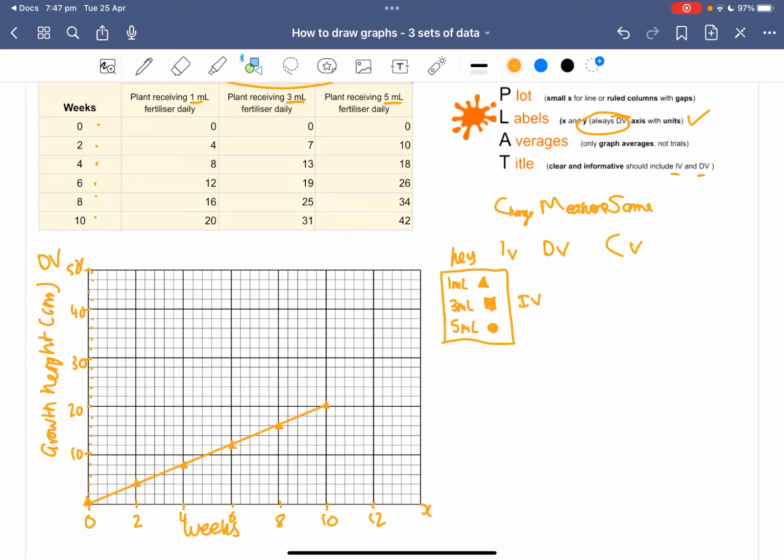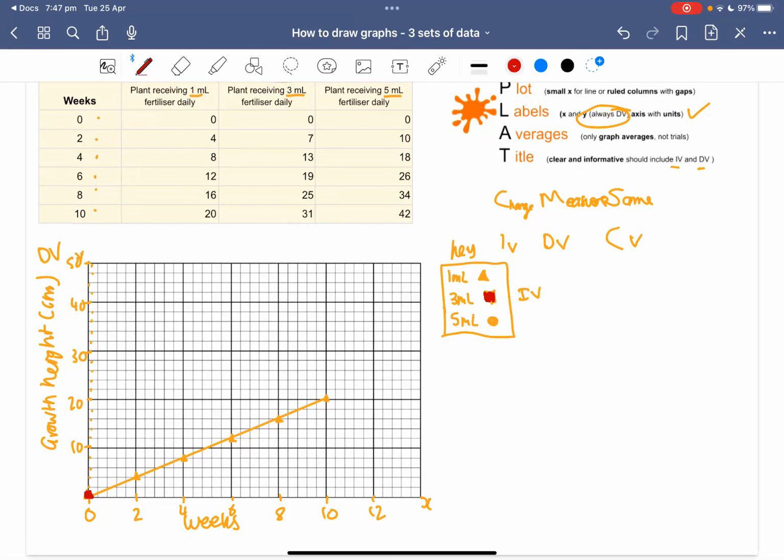All right, now I'm actually going to decide to use a different color for today to do the 3 mils, just so it's really easy to see as I'm drawing this for you. Okay, so we'll use 3 mils as red. It's still going to be a square. So then at 0, it's going to be down here as a little square. It's okay to overlap that. Then at 2, it's going to be 7. And at 4, it's going to be 13. Okay, at 6, it's going to be 19. At 8, it's going to be 25. 10 is going to be 31.